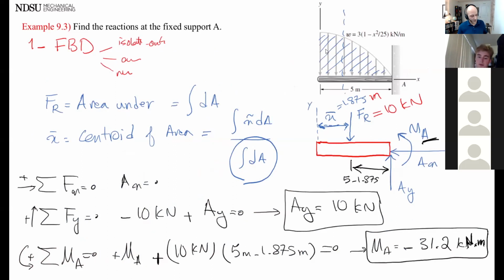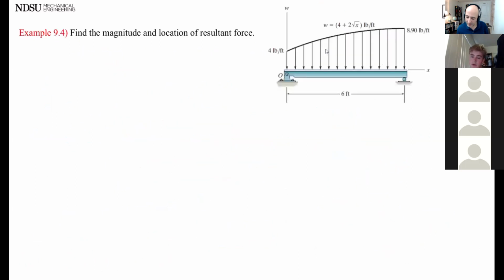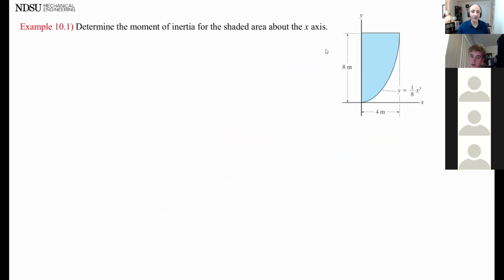Okay, so we have about 10 minutes. I don't know if we can get to an example or not, but because I promised, we're going to start on this one. Determine the moment of inertia for the shaded area about the x-axis. What do we show the moment of inertia, or second moment of inertia, with? What letter do we use?